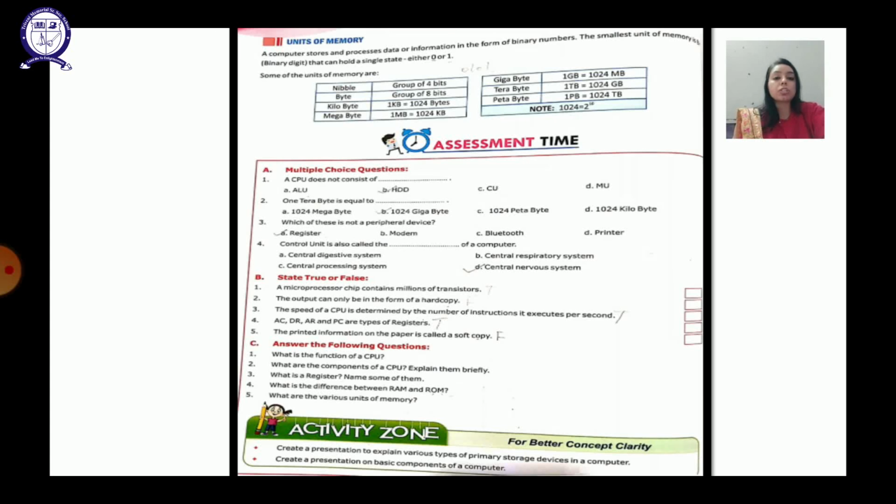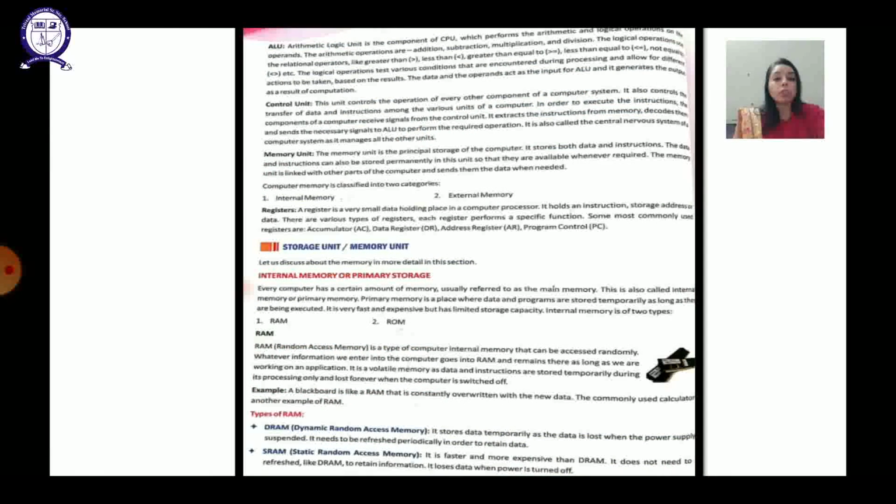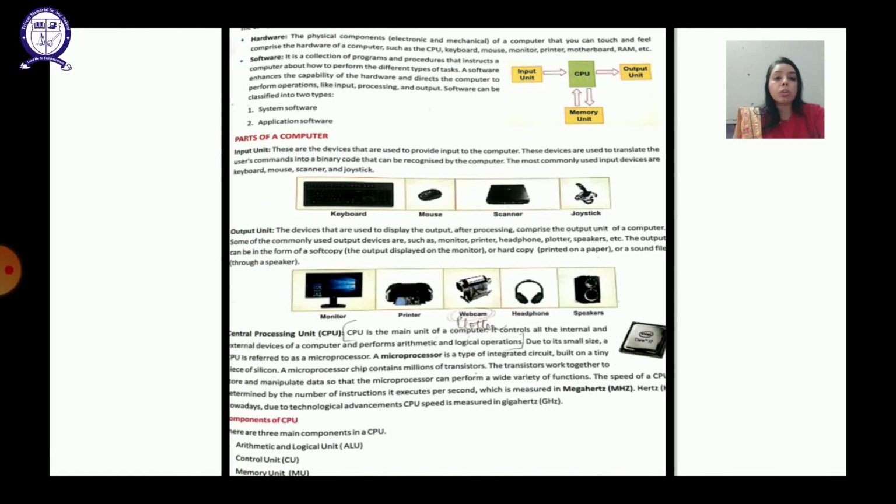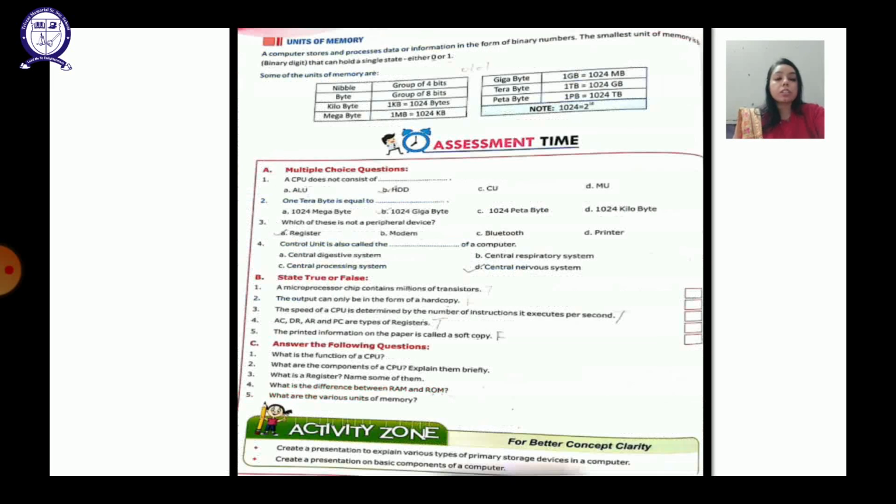Next we have the question answers. Question answers need to be done in the notebook. The A and B parts, MCQs and true or false, are to be done in the book itself. The first question is, what is the function of CPU? We have learned that the CPU is the main unit of the computer which processes the information, stores the data, and controls the functioning of all the devices connected to the computer. So write down the function of the CPU from the paragraph where it is told about the central processing unit.